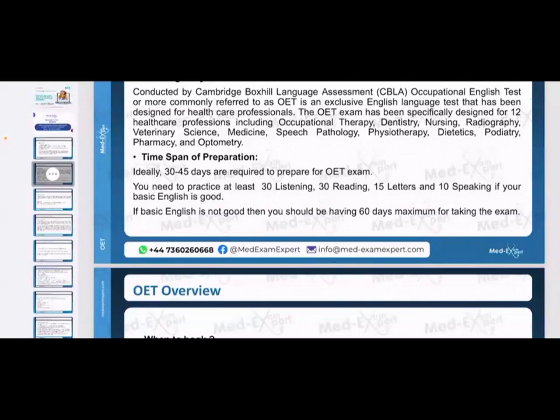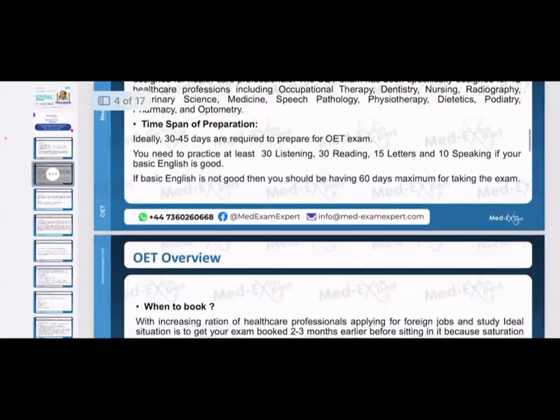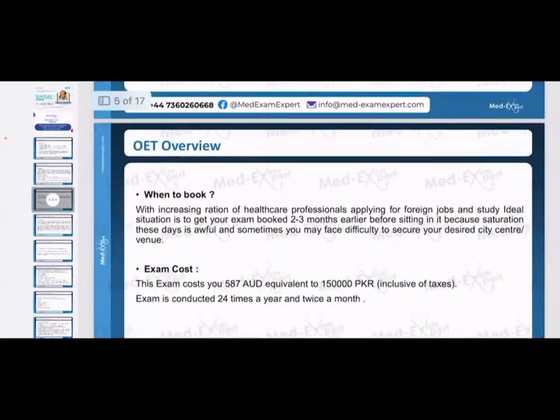If your basic English is good, then this formula applies: you can take this much amount of test for doing best in your real exam. If basic English is not good, then you should have 60 days maximum for taking the exam, like around 2 months.